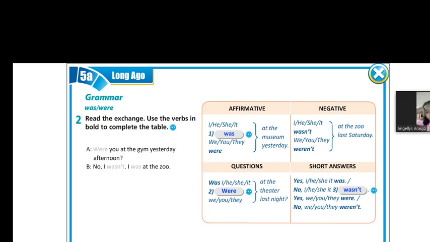Where were you? I was at the library. Were you at the gym yesterday afternoon? No, we weren't. We were at the zoo. Where was Steve last night? He was at home. Was Bob with him? No, he wasn't. He and Kelly were at the theater.